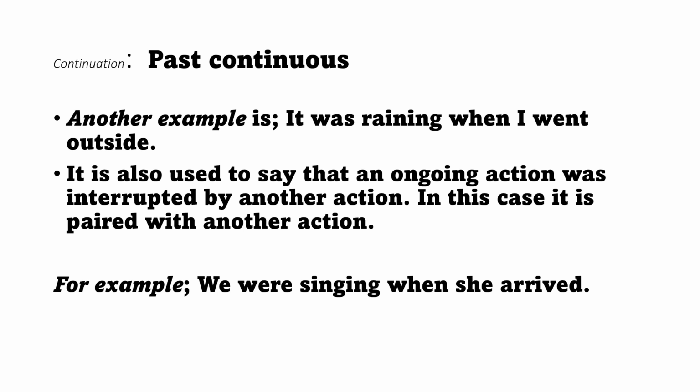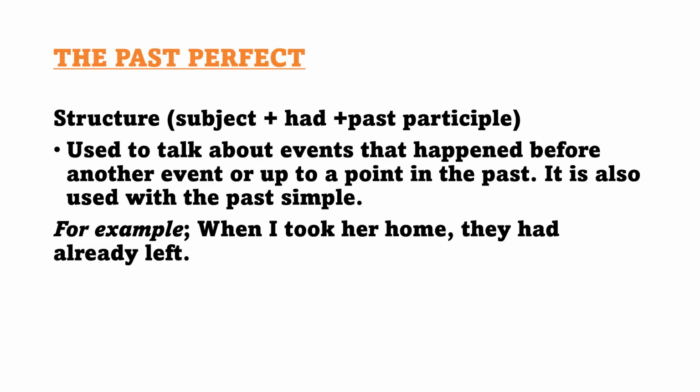It is also used to say that an ongoing action was interrupted by another action. In this case, it is paired with another action. For example, we were singing when she arrived, which means two things were happening. They were singing and she arrived. And we go to the past perfect.